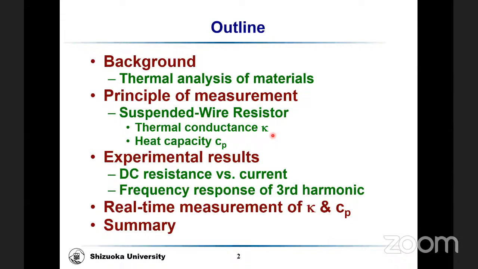Thank you. And I will explain the operation principle of the proposed device. That is a suspended wire resistor to evaluate the thermal conductance kappa and also heat capacity. And then I will show you the experimental results based on DC, direct current, measurement and also the frequency response measurement. And then I will introduce the latest result of the real-time measurement of these thermal parameters. And I will end up with a short summary.